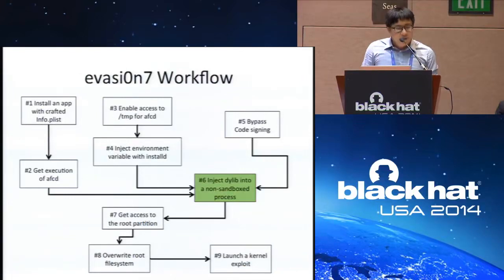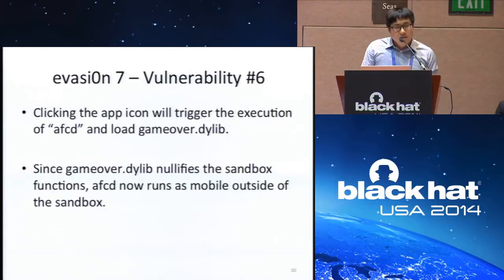And the sixth step is combining number 2, number 4, and number 5. By combining them, Evasion 7 can now inject a dynamic library into a non-container process to escape the sandbox. So the previously installed application from stage 1, on clicking the app icon, will trigger the execution of another instance of AFCD, and it will load gameover.dylib first. Since gameover.dylib nullified all the sandbox-related functions, AFCD fails to initialize the sandbox, and it now runs out of the sandbox, but with the mobile permission.